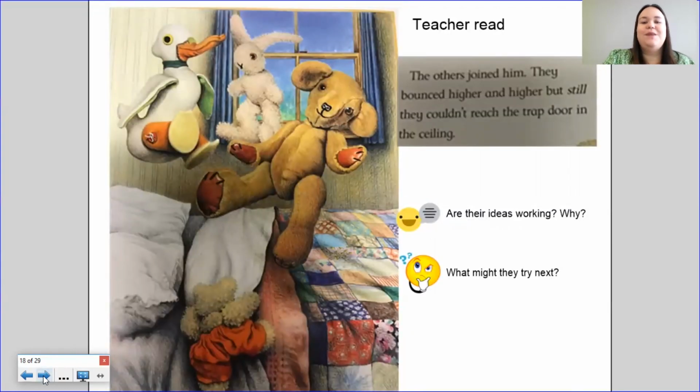Here they are. The others joined in. They bounced higher and higher, but they still couldn't reach the trapdoor to the ceiling. Are their ideas working? Why aren't they working? What might they try next?